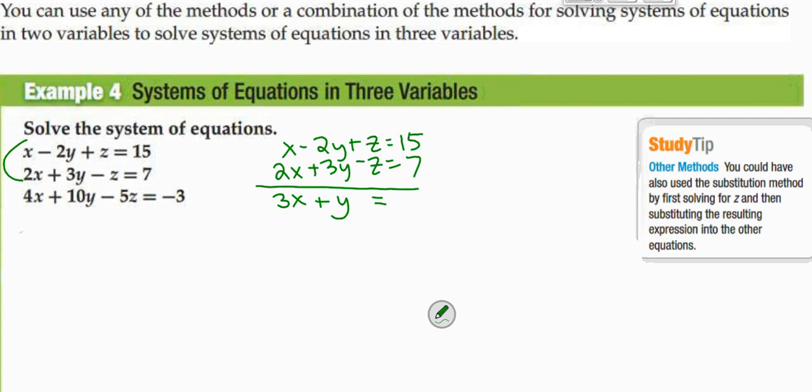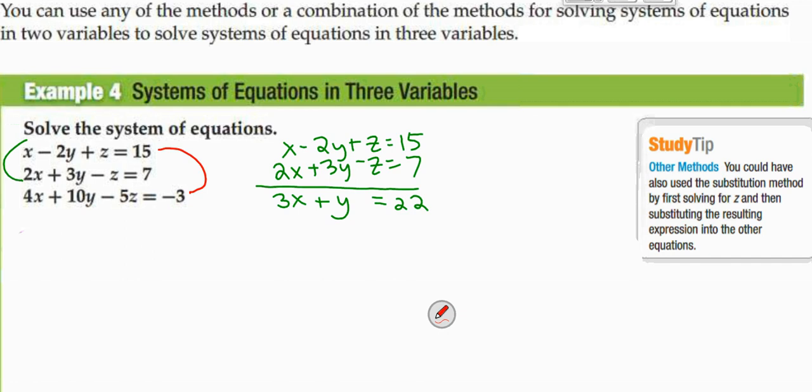A equals what? 22. So we got those two variables to drop out. Now, Jason, I want this 5z to drop out. I don't care. Do you want to use the first one and the third one or the second one and the third one? First one. So Jason's going to use these two.